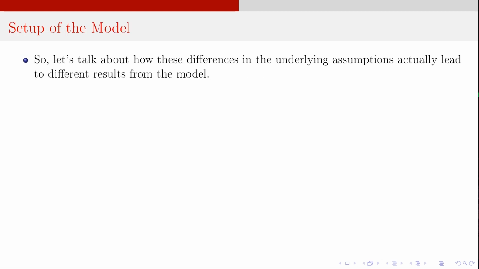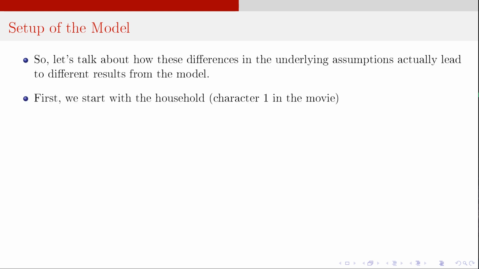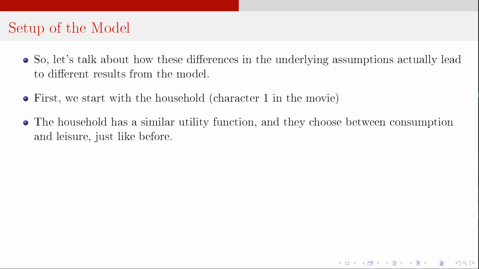So let's talk about how these differences in the underlying assumptions actually lead to different results from the model. Now, we're going to start with the household. If we're making a movie here, this is going to be the first character in the movie. Now, the household has a similar utility function to what they had before. They still choose between consumption and leisure, just like before.